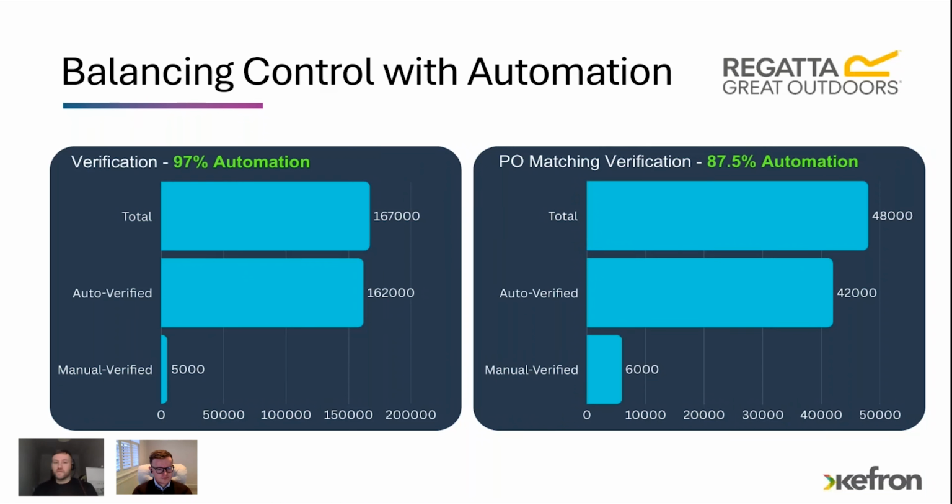PO matching verification that you can see on the right, that is where we've extracted invoice data and we're matching it to PO and or GRN data. And if it matches first time, it goes through. If it doesn't, it's stopped in the Kefron system. So pretty decent automation rates you can see there. If you're processing 1,000 invoices a month, you're getting about 90% of those passing through touch-free. That's a significant amount of time you're getting back each month to be doing things which are adding more value.